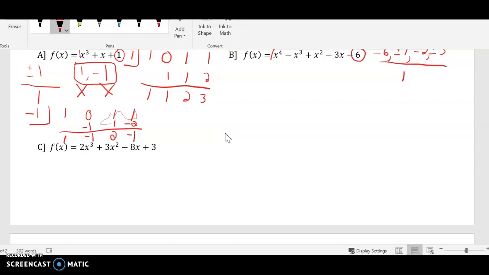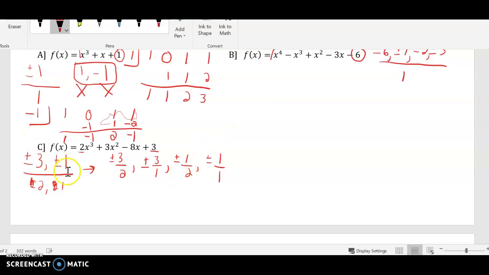So what are the factors of 3? Plus or minus 3, plus or minus 1 goes on the top. How about 2? What are the factors of 2? Plus or minus 2, plus or minus 1. So now I need to list out my zeros even more because I got some different things. You don't have to put plus or minus on the bottom. So I got plus or minus 3 over 2, and then plus or minus 3 over 1, and then plus or minus 1 over 2, and plus or minus 1 over 1. So these are all possible rational zeros. I'm not actually finding them.